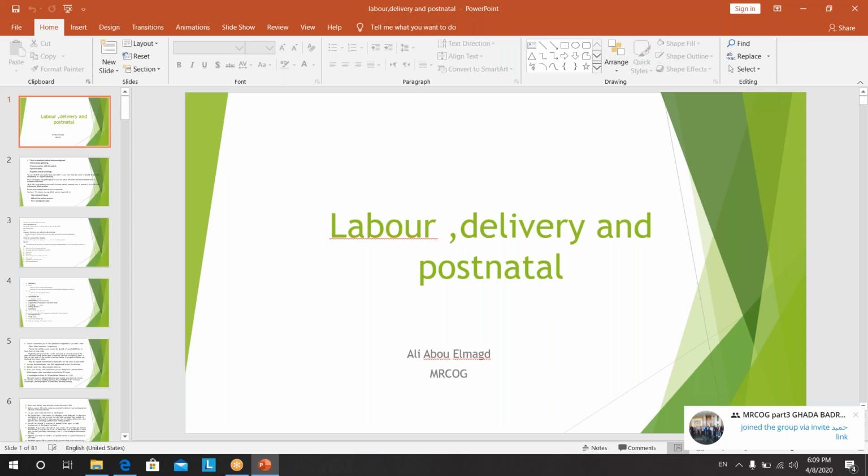Also, you may have in this module a patient who had a complication in her previous pregnancy or previous delivery, like a patient who had a third or fourth degree perineal tear, and she came today to discuss her mode of delivery. A patient who had shoulder dystocia in the previous delivery also came to discuss her mode of delivery.